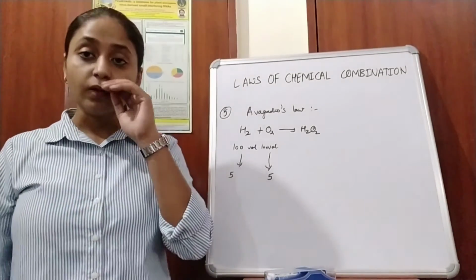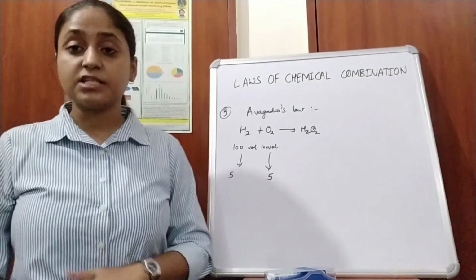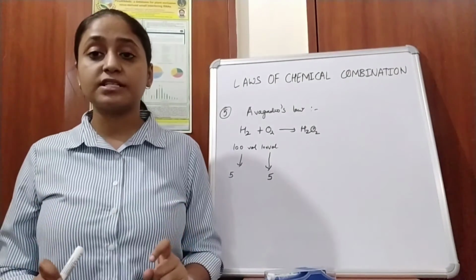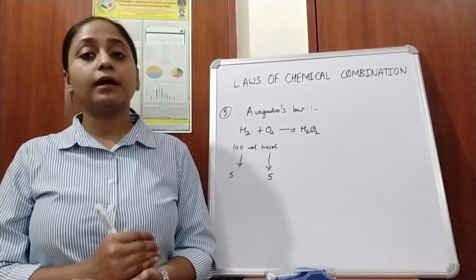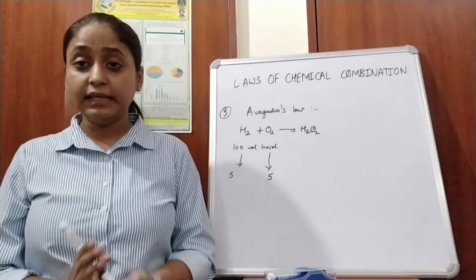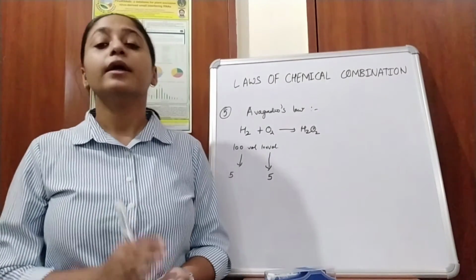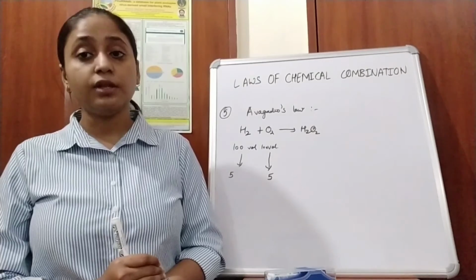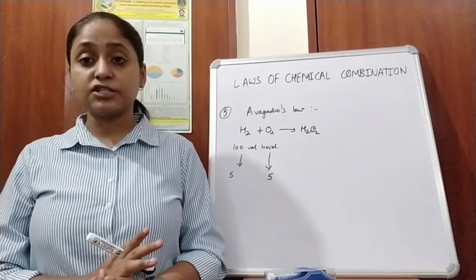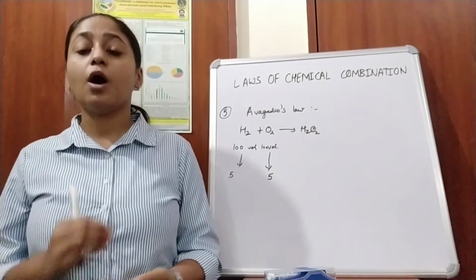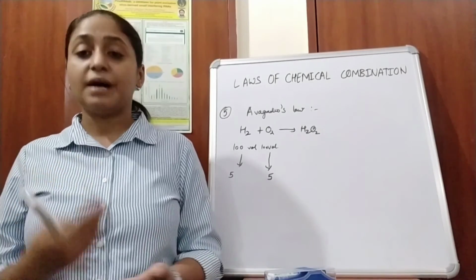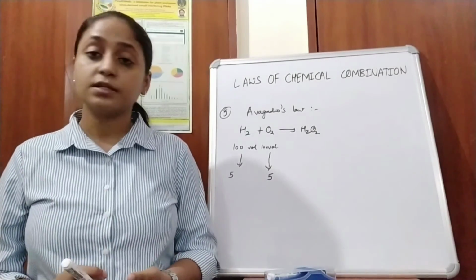Get it? Okay. So today we have discussed all the 5 laws of chemical combination, and we have also discussed how to solve numerical problems related to this, right? If you find any difficulty in solving the numericals, you can message in the comment section or you can mail me, right? We will discuss in the next video how to solve the molarity, molality, mole fraction, mass percentage numerical problems, right?